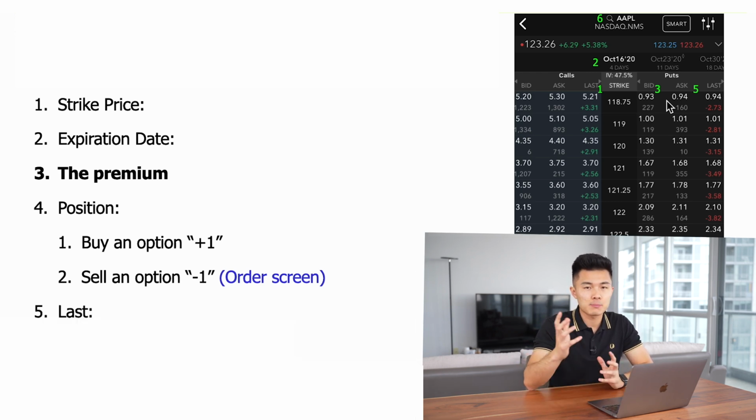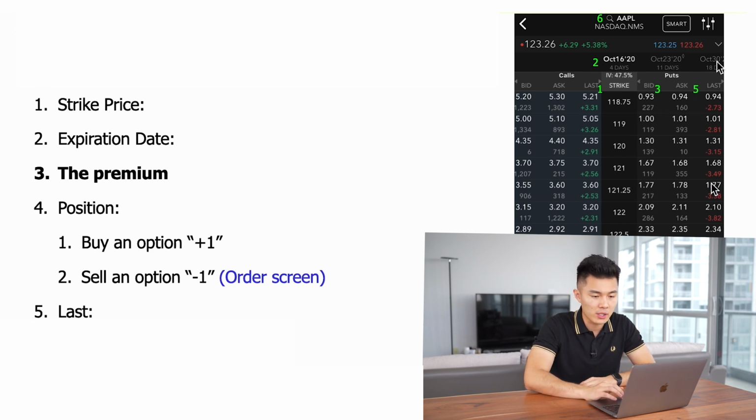This is the last price that this option has been traded at. So if you look at the screen here, for example, strike price of 120, the last price is 1.31. That means this strike price 120 with the expiration date of October 16, 2020 was last traded at 1.31.